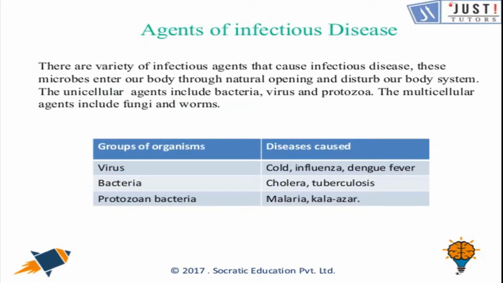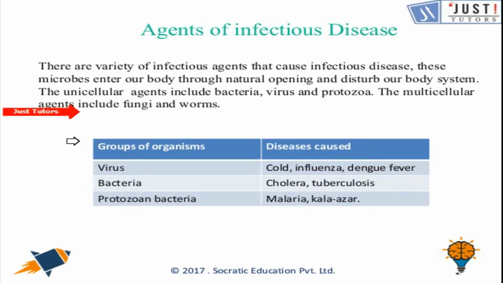Let's move forward and talk about agents of infectious disease. Infectious agents come in many shapes and sizes. Bacteria and protozoans are microscopic one-celled organisms, while viruses are even smaller. These microbes enter our body through natural openings and disturb our body system. The unicellular agents include bacteria, virus, and protozoa.